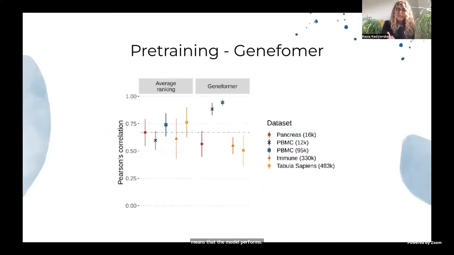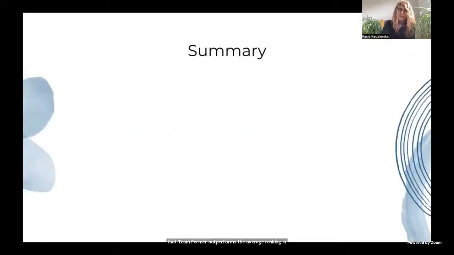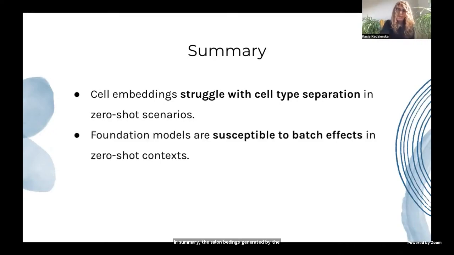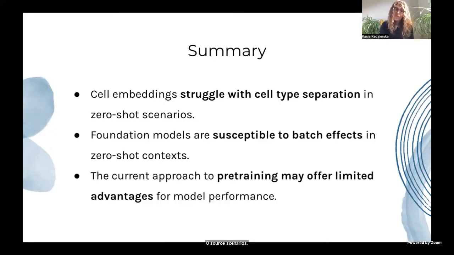And what we see is that Geneformer outperforms the average ranking in PBMCs, but underperforms in other datasets. In summary, the cell embeddings generated by the foundation models struggle with cell type separation in zero-shot scenarios. They are susceptible to batch effects, and the current approach to pre-training may offer limited advantages for model performance.